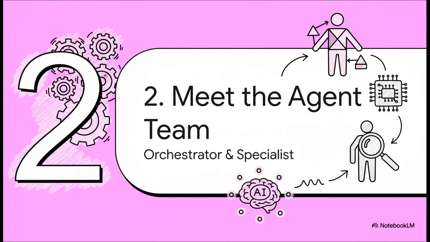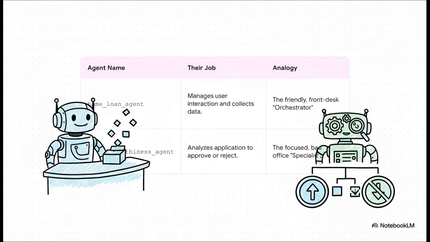There are two main agents at the very heart of this whole operation, and they have very different but equally critical jobs to do. As you can see here, we've got our two team members. First up is the home loan agent. The best way to think about this one is as the friendly front desk orchestrator. Its only job is to talk to you, the customer, and carefully collect all 9 pieces of information it needs.